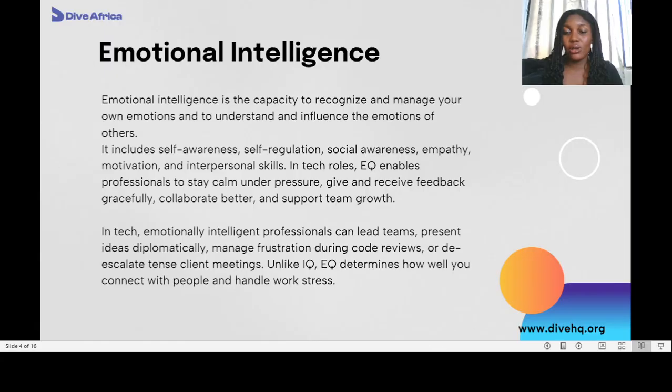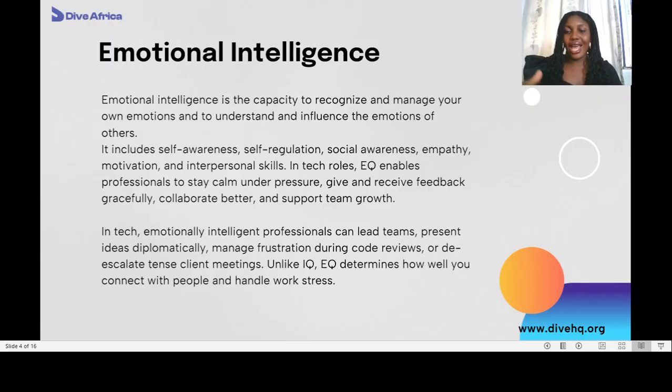I want to believe, don't let me assume, that IQ is intelligence quotient and EQ is emotional quotient. IQ is what gets you hired because it shows your technical skill. EQ, emotional quotient, is what helps you grow, lead, and keep opportunities coming, because people love working with emotionally intelligent colleagues, not those who don't know how to manage their emotions, not even to talk about understanding their emotions. I want to believe you understand that now.